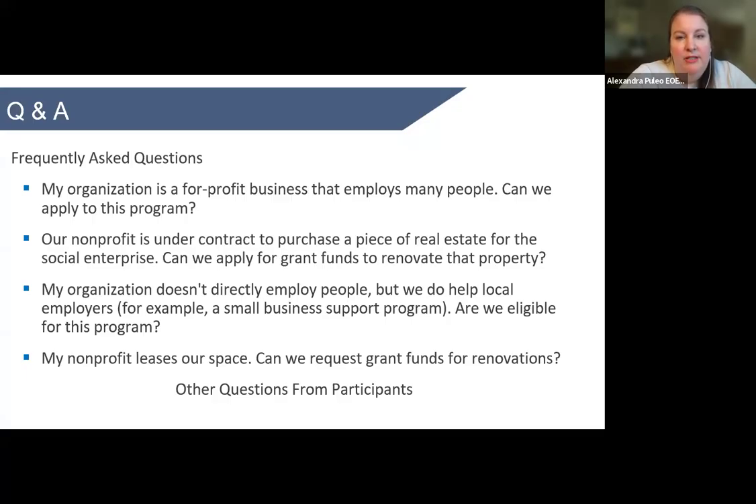Asking for a definition of real estate, for example, would a mobile retail store or food truck that would be owned by the nonprofit count? No, this program is no longer funding vehicles. We haven't funded vehicles for a couple of years.